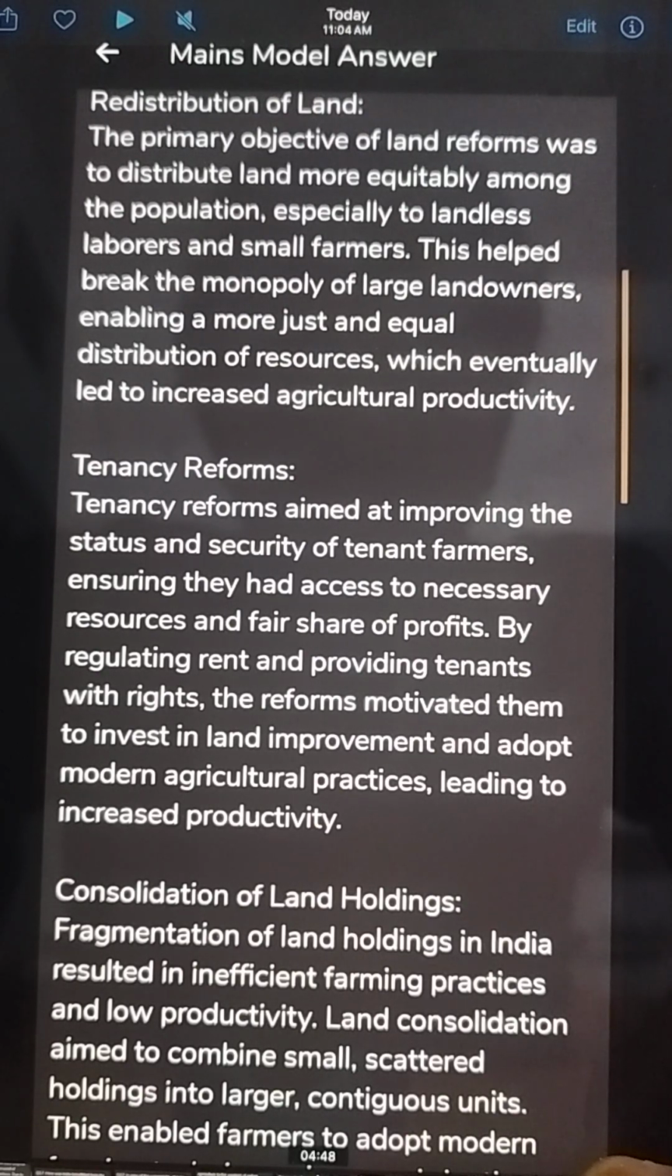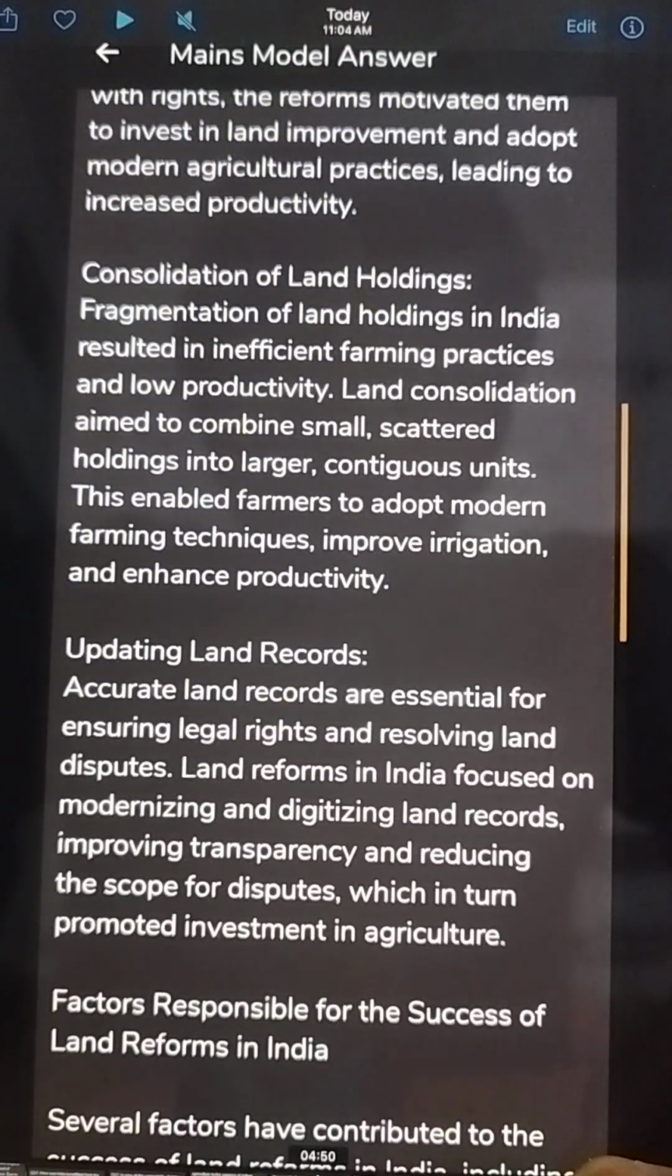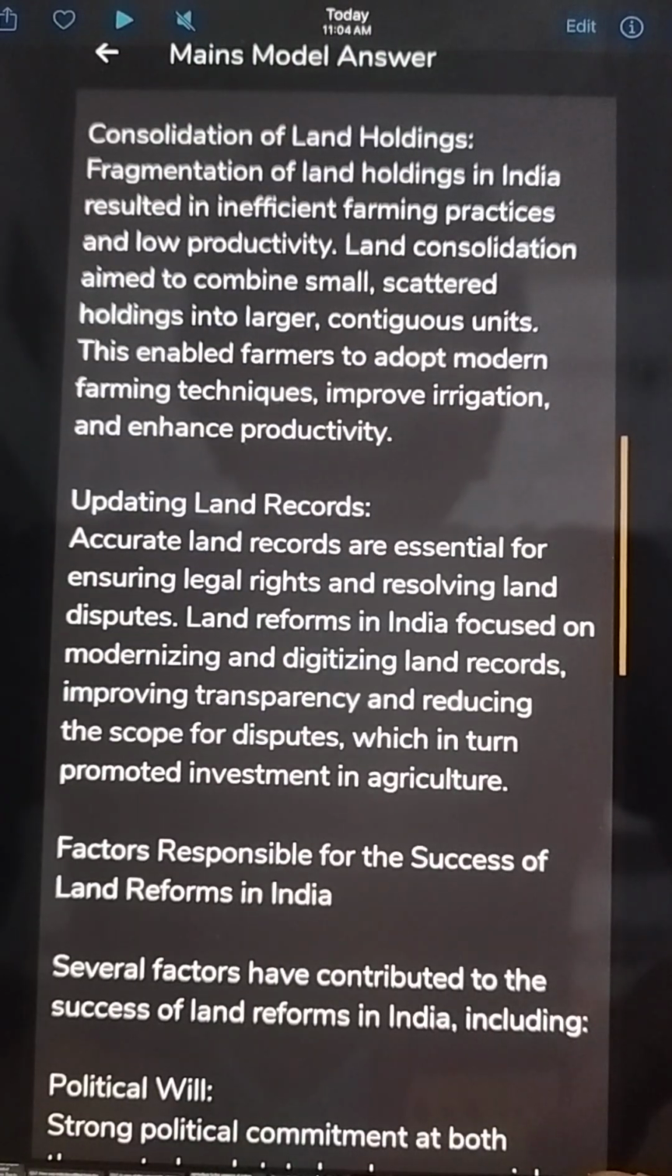Then consolidation of land holdings. Fragmentation of land holdings in India resulted in inefficient farming practices and low productivity. Land consolidation aimed to combine small scattered holdings into larger contiguous units. This enabled farmers to adopt modern farming techniques, improve irrigation, and enhance productivity.